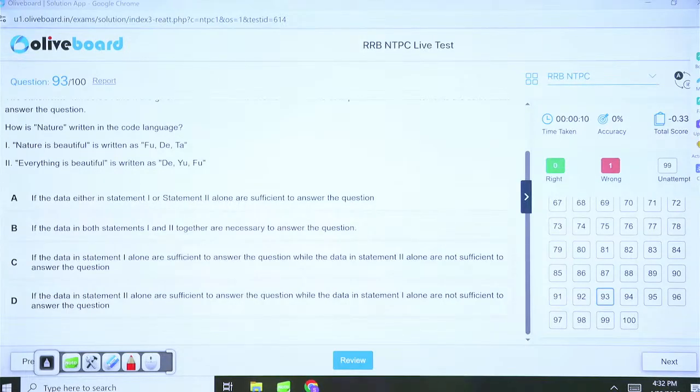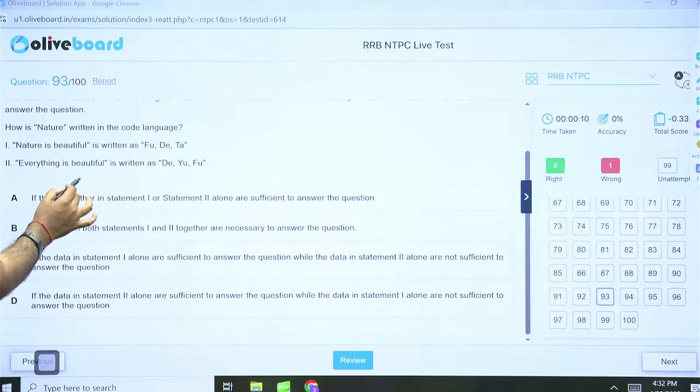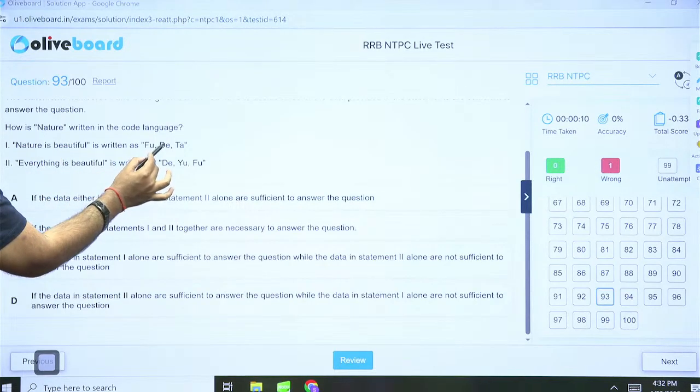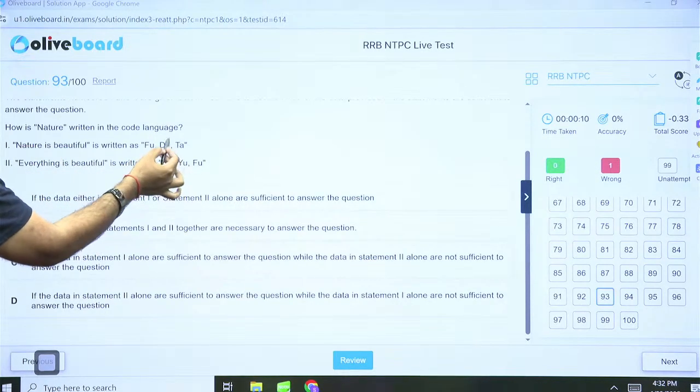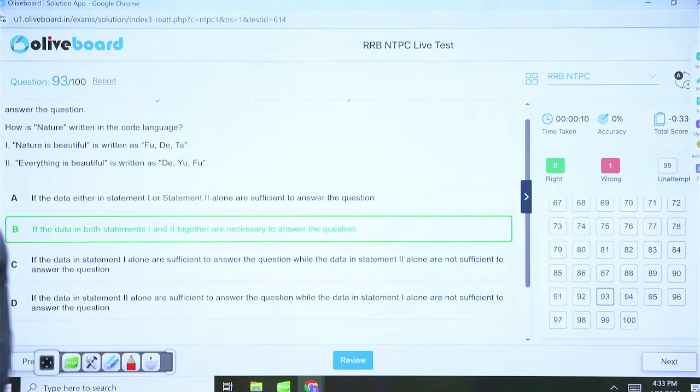How is nature written in the code language? Nature is beautiful is written as foo data. Everything is beautiful is written as, yeah. So we can see from one you cannot analyze. So one alone is not sufficient. Two alone is also not sufficient. But 1 and 2 together, everything is beautiful, so you can figure out the code for is beautiful. It is de foo. So you know that ta is the code for nature. So 1 and 2 together are necessary to answer the above question. So option B is the correct answer.